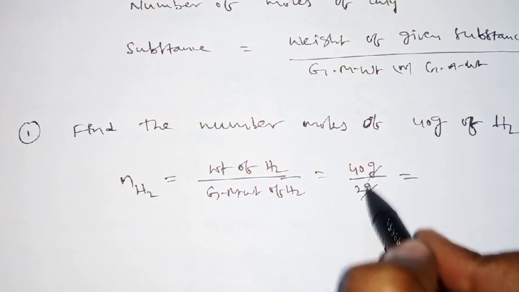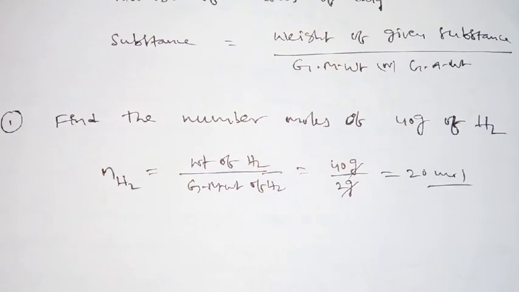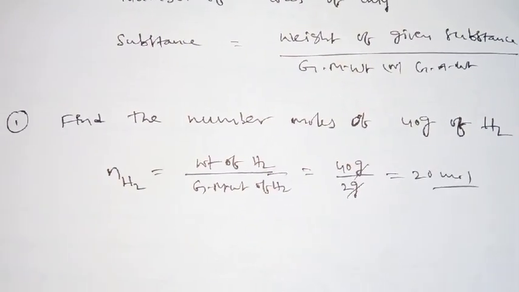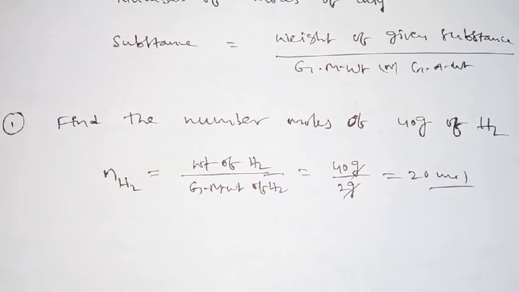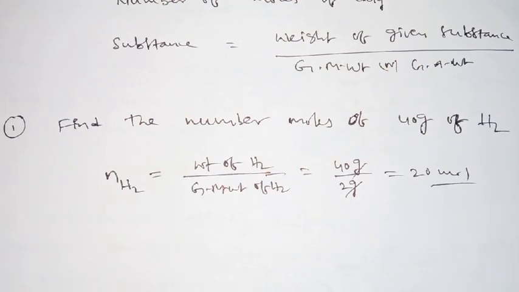Then what will we get here? 20. So 20 moles. What does that mean? 40 grams of hydrogen has 20 moles. Is it clear? 40 grams of hydrogen is equal to 20 moles. So this is weight converting into moles.